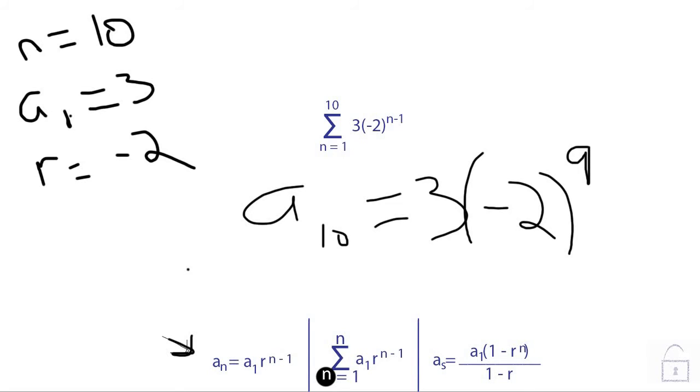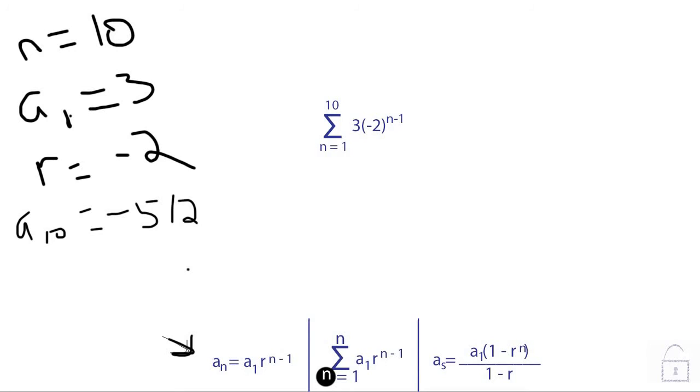Now be very careful when typing this into your calculator. Make sure you have these parentheses right here. Make sure your -2 is in these parentheses, or else you'll get the wrong value, a negative value for this. So plugging -2 to the 9th power, you get -512. So a of 10 is equal to -512.